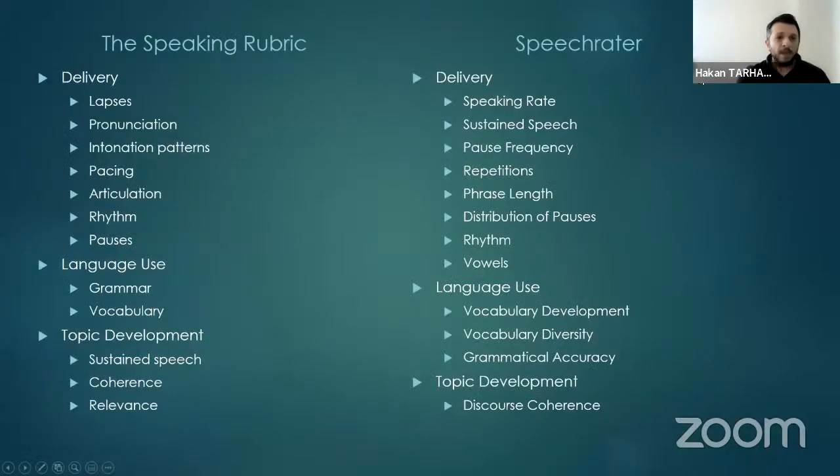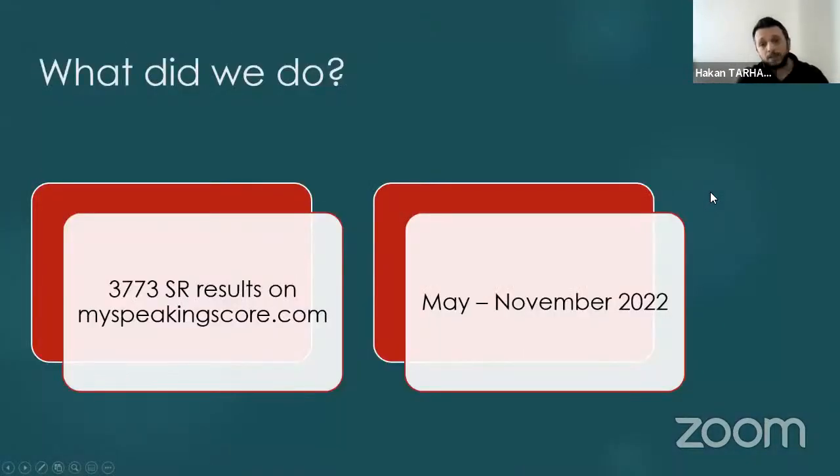When we look at the speaking rubric that ETS shares on its website and the SpeechRater features shared publicly, we can see huge parallels in between. So they are trying to measure the same components, the human and the SpeechRater. They are focusing on very similar components, but again, we don't know how their weights are distributed among these features. So this brings us to our results.